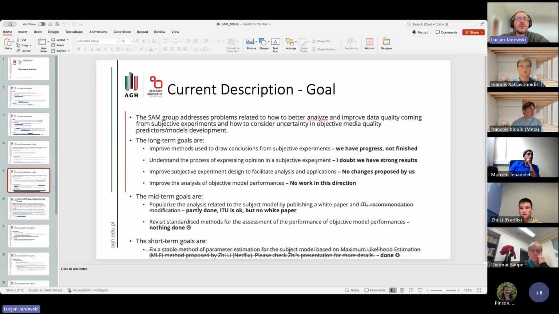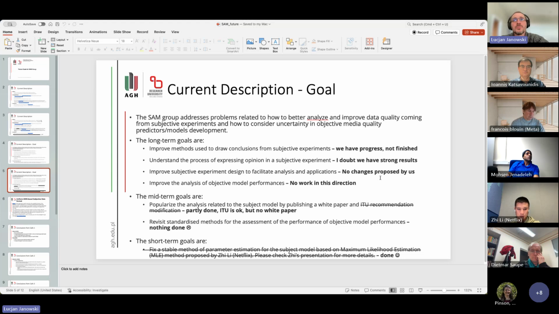Understanding the processes of expressing opinion in a subjective experiment. Here, I doubt we've got so strong results. Yeah, and this is probably something that we could extend and better understand. Improve subjective experiment design to facilitate analysis and application. Well, the work that Dietmar showed is definitely a proposal for the improvement of the quality estimation, especially for the highest end. So in this sense, we got some progress through Dietmar's work. I say we didn't propose in the sense we didn't push it into standards, but maybe it's not the only way we should extend our work.